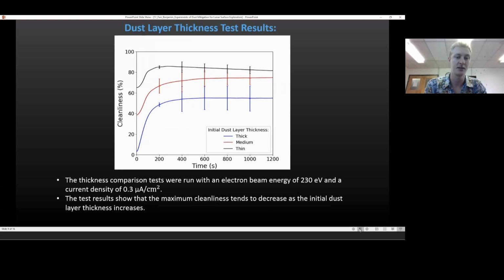And we also tested the dust layer thickness and how that influenced the final cleanliness. So we ran one test where it starts off 100% covered, one where it starts off 60% covered, and then one where it starts off 40% covered. And we found that the thinner the initial dust layer was, the easier it was to clean off. So for a very thick dust layer, the max cleanliness we got was about 55%. Kind of in the middle, we got about 70%. And then for the thinnest layer that we tested, we got about 85% cleanliness, which checks out. We were assuming that it would be a little bit harder to clean thicker dust layers just because it gets a little bit more compacted on the surface and driven in there.